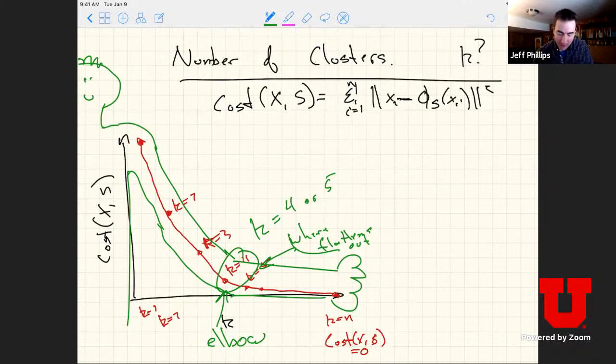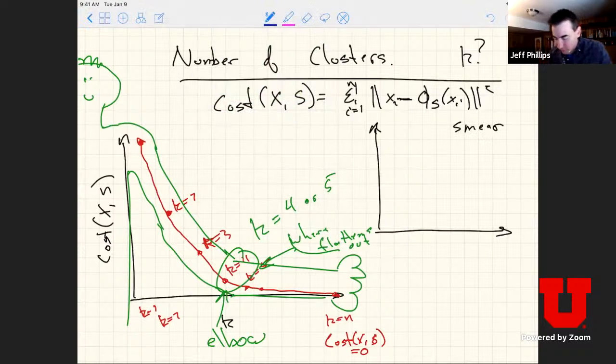I want to say that if you have a smear, so this is the case with a smear, the cost function is going to look fairly similar.